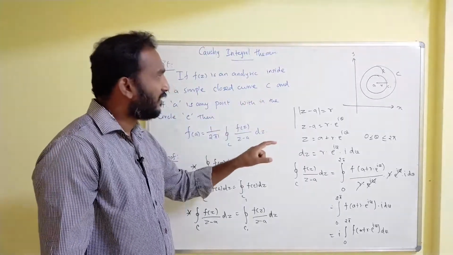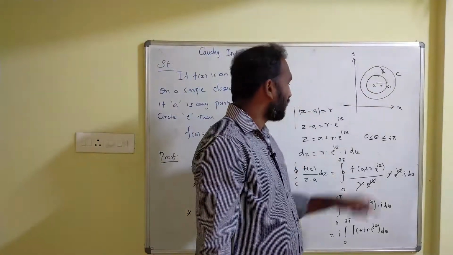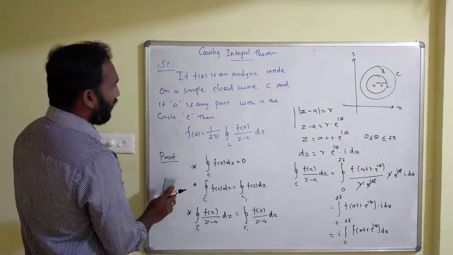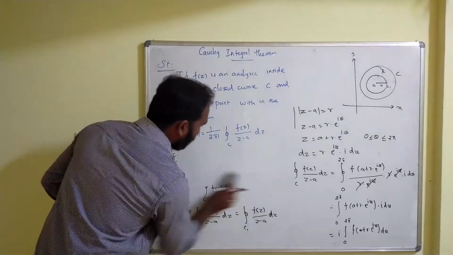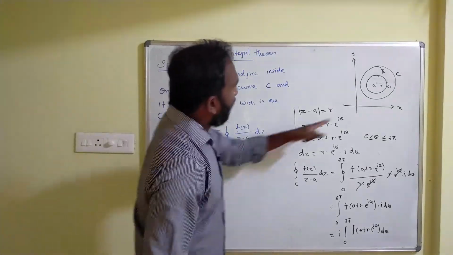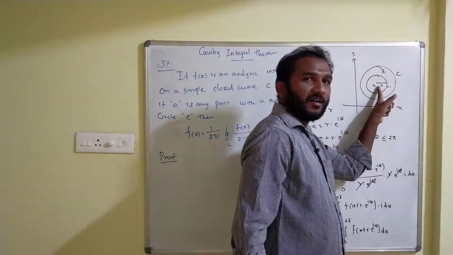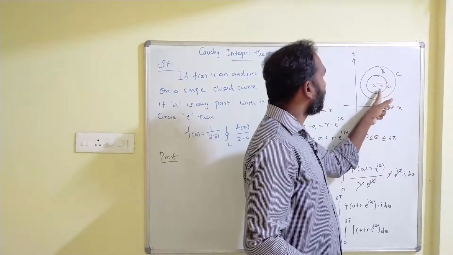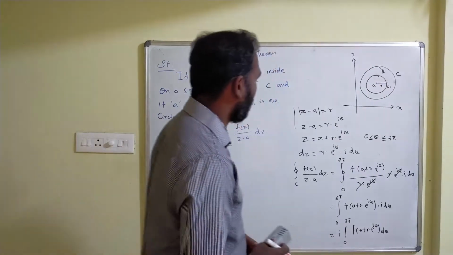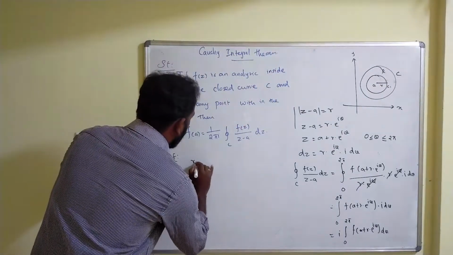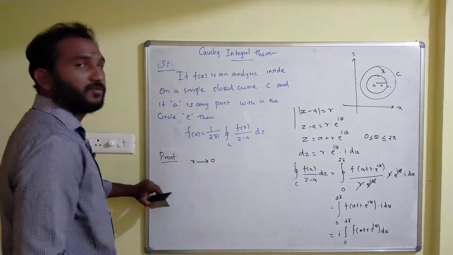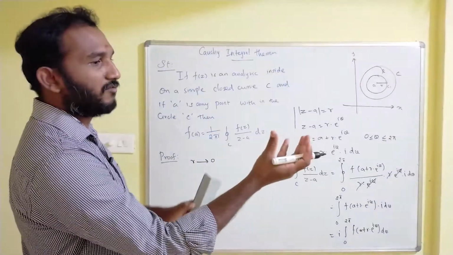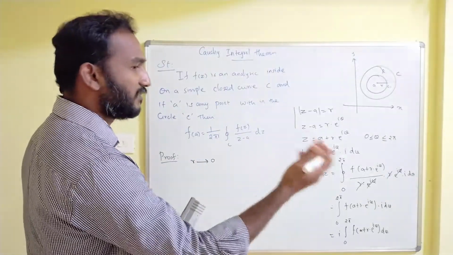Only we have C. So we need to eliminate this C1. How to eliminate this C1? If I make this R, that is the radius, 0, this circle will be eliminated, correct? So just take R tends to 0, correct? The circle will shrink and it will disappear.